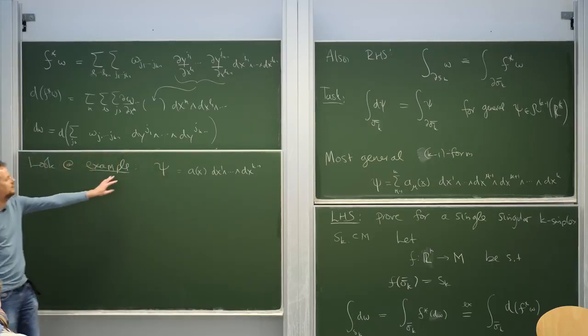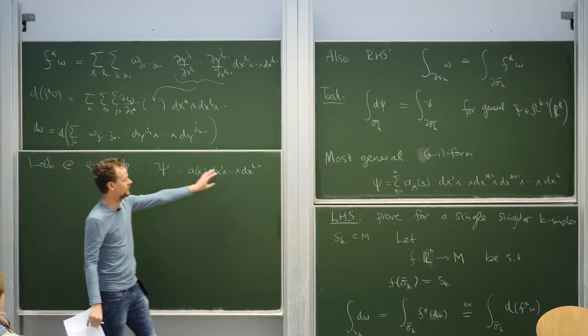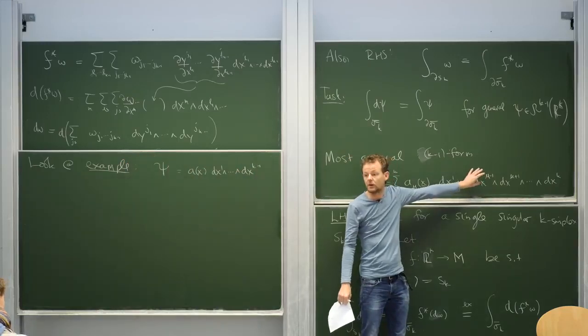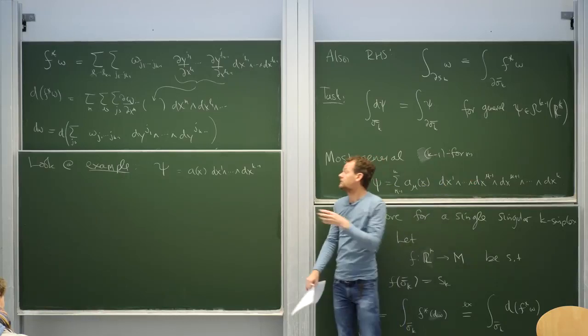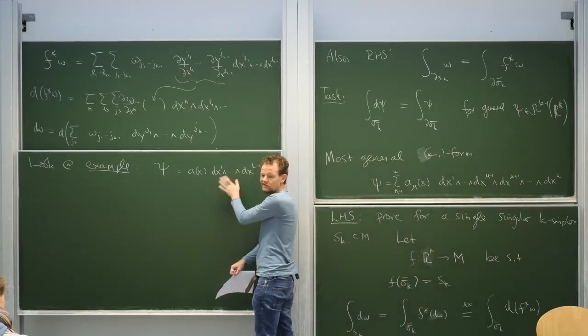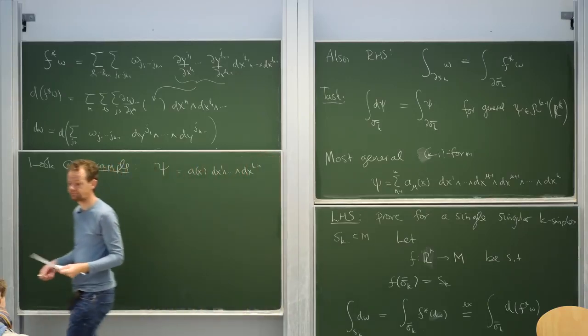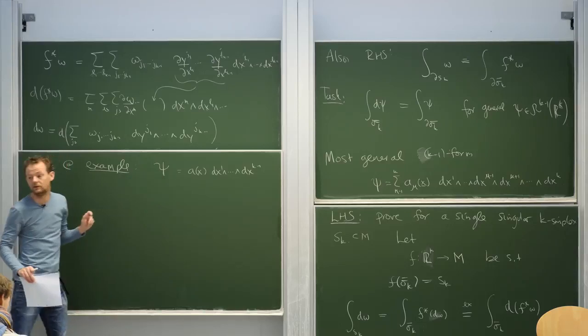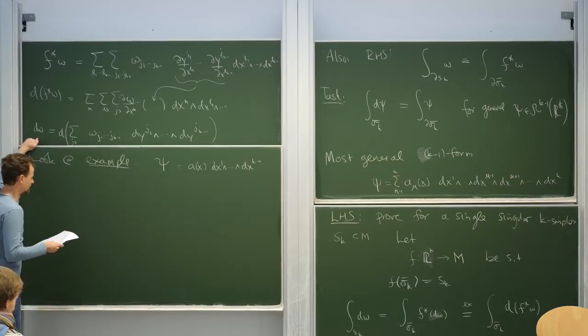So if you want to generalize this argument to the most general k minus 1 form, then you just have to see what happens on all forms of this particular structure, and then take linear combinations afterwards. But I claim that the kernel of the proof can already be found in this example there.